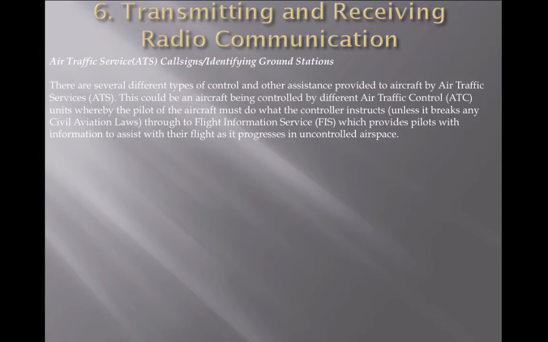There are several different types of control and other assistance provided to aircraft by air traffic services. This could be an aircraft being controlled by a different ATC, whereby the pilot of the aircraft must do what the controller instructs, especially within Class C, unless it breaks any civil aviation laws. Through to flight information services, which provide pilots with information to assist with their flight as it progresses in uncontrolled airspace.